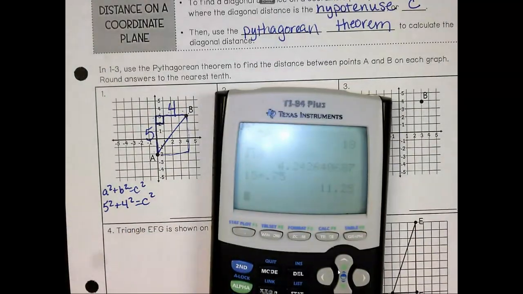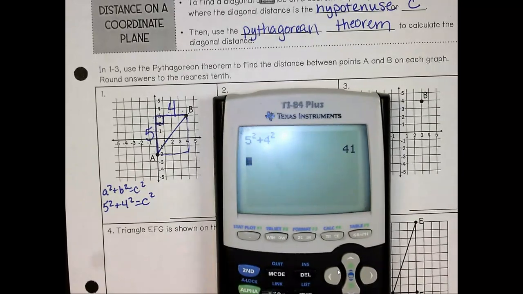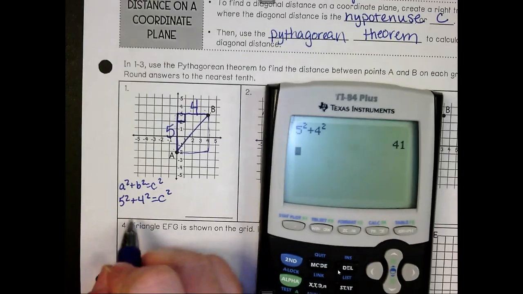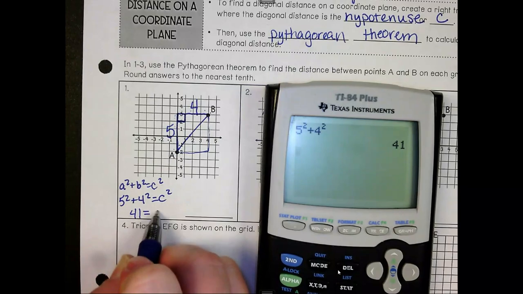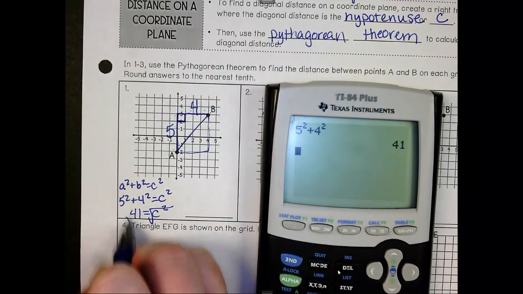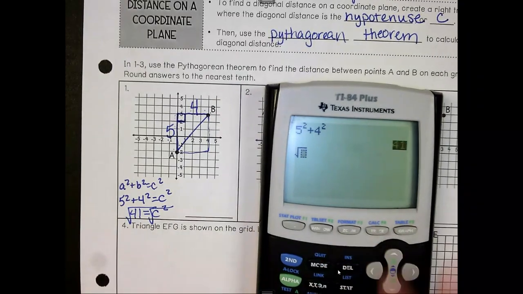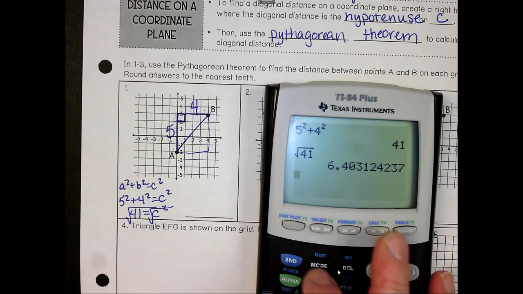Okay, so if I do 5 squared plus 4 squared, it gives me 41. What do I have to do to 41? Okay, because it's saying 41 is equal to c squared. Well, I want to know what c is without the square, so I have to square root it. Okay, it said round to the nearest tenth. So what is the nearest tenth?